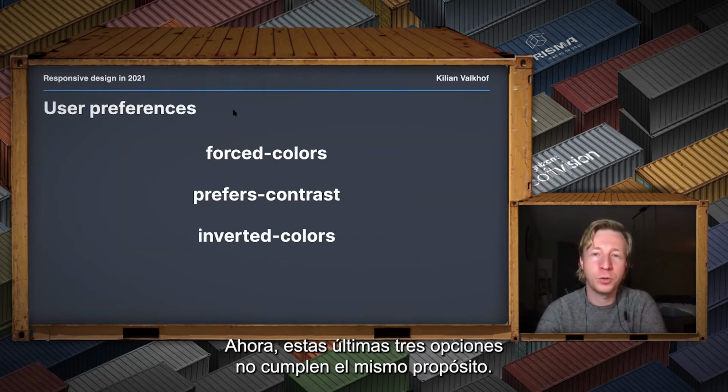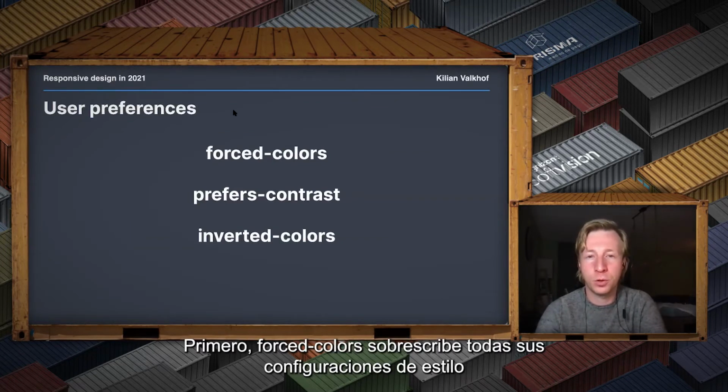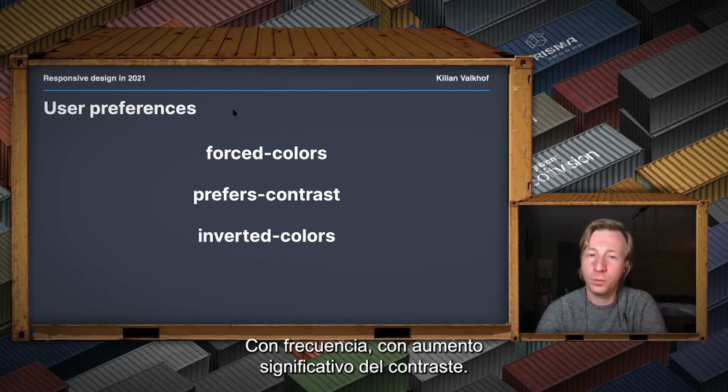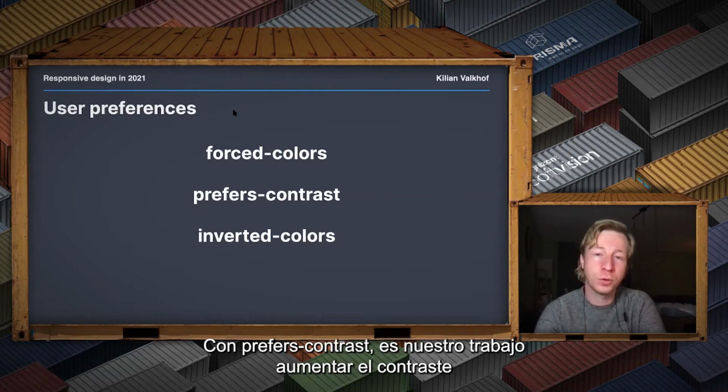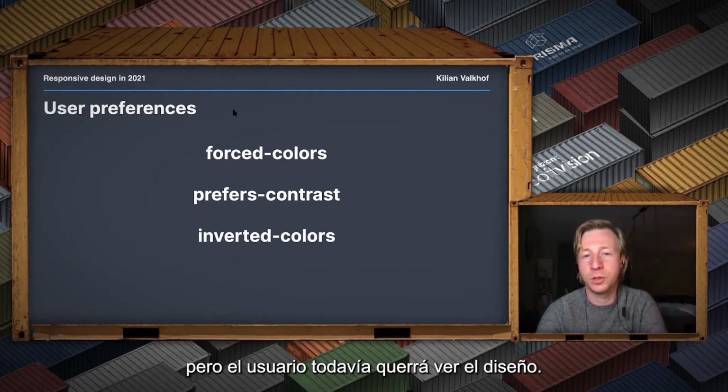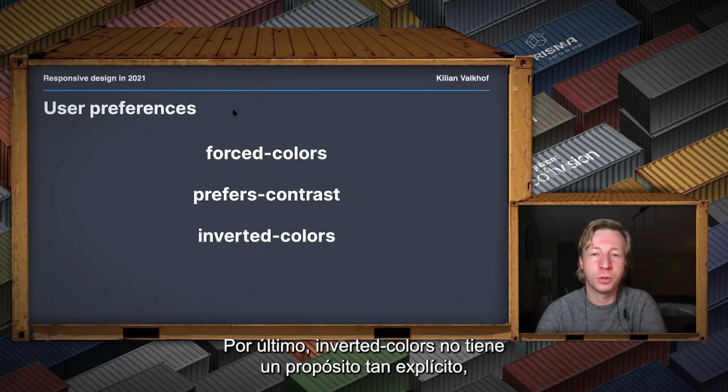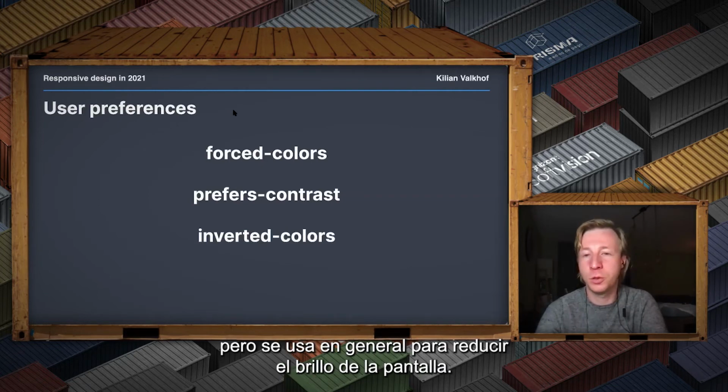Now, these last three options do not serve the same purpose. Firstly, forced colors overrides all your styling to something that your user wanted, often with significantly increased contrast. With prefers contrast, it's your job to increase the contrast, but the user would still like to see your design. Lastly, inverted colors has no such explicit goal, but it's mostly used to make screens less bright.